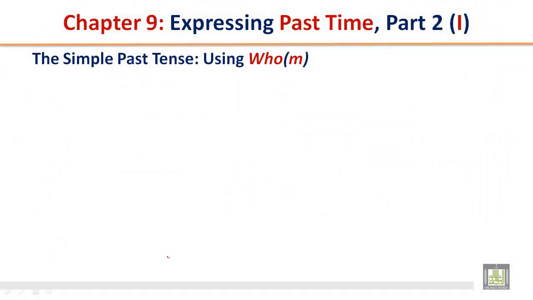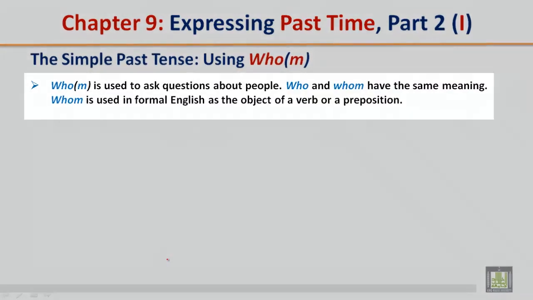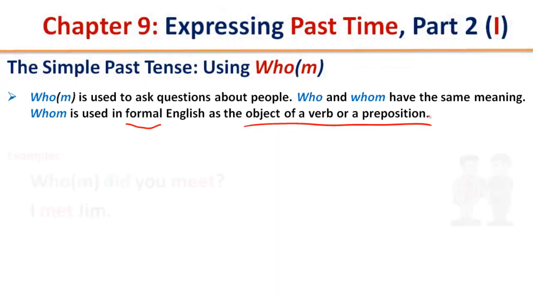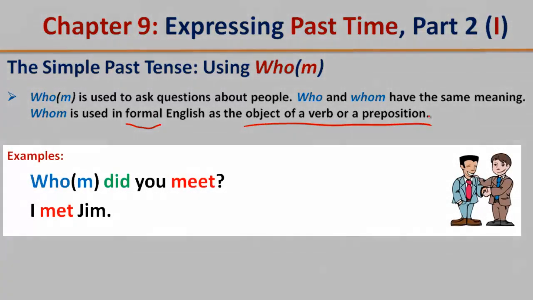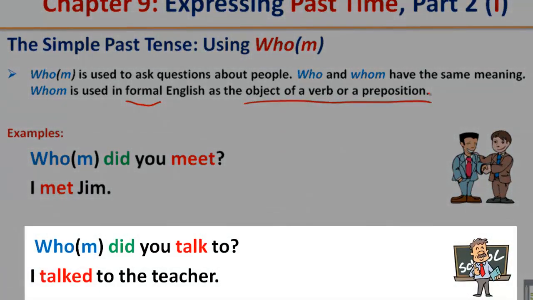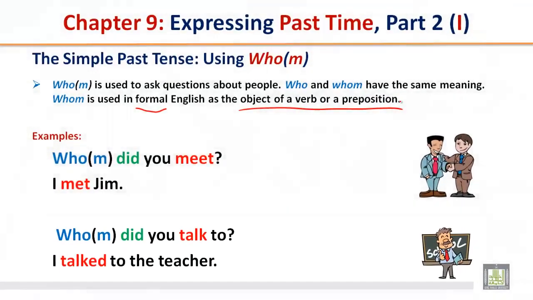The simple past tense using whom or who. Who or whom is used to ask questions about people. Who and whom have the same meaning. Whom is used in formal English as the object of a verb or a preposition. Who did you meet, or whom did you meet? I met Jim. Who or whom did you talk to? I talked to the teacher.